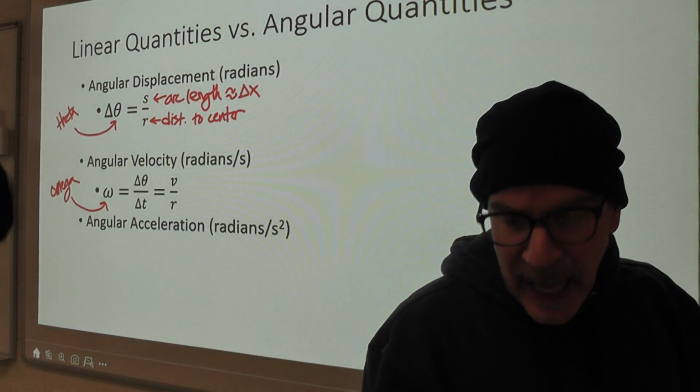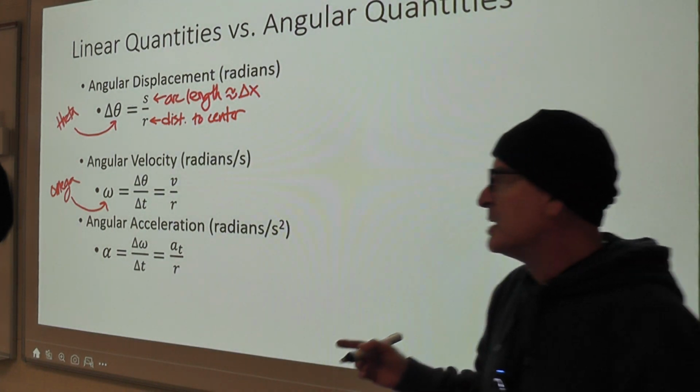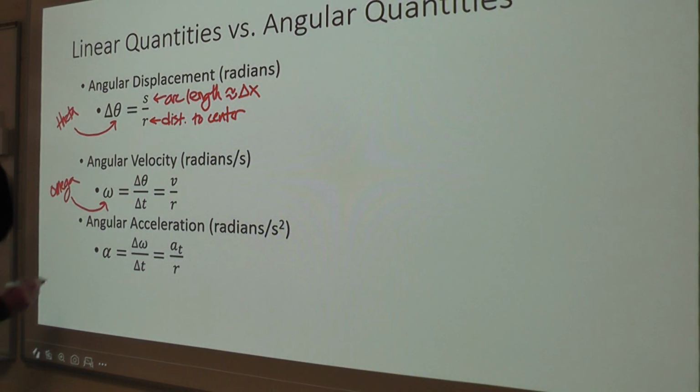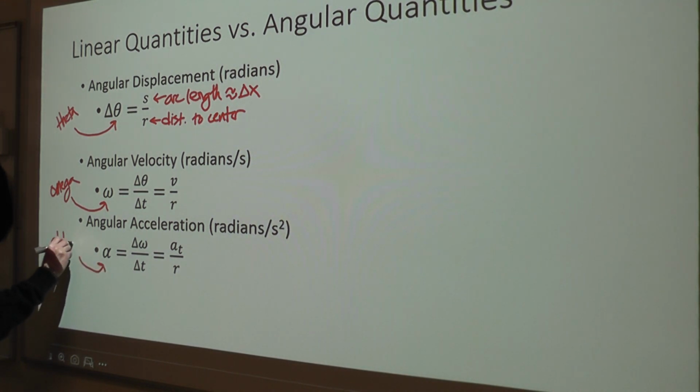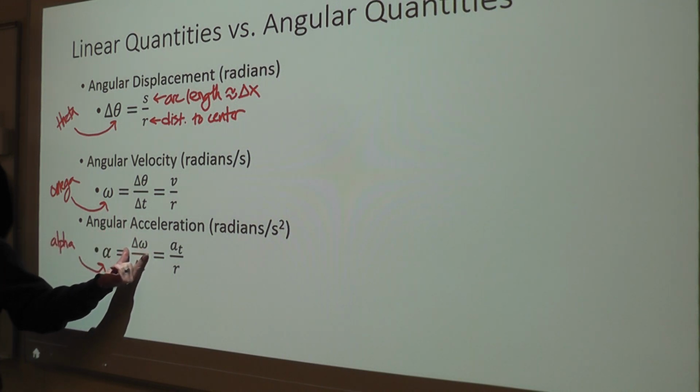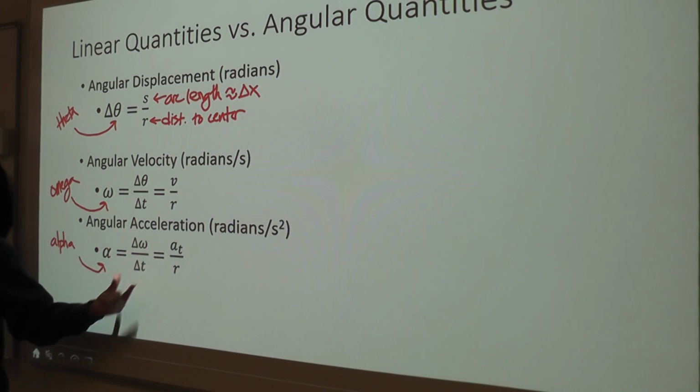And angular acceleration is the same basic idea. This looks like an A, but it's not. This is the Greek letter alpha, a lowercase alpha. And alpha, just like acceleration, is equal to change in velocity divided by change in time. Only since alpha is an angular quantity, our change in velocity is also an angular quantity. Change in angular velocity divided by change in time.